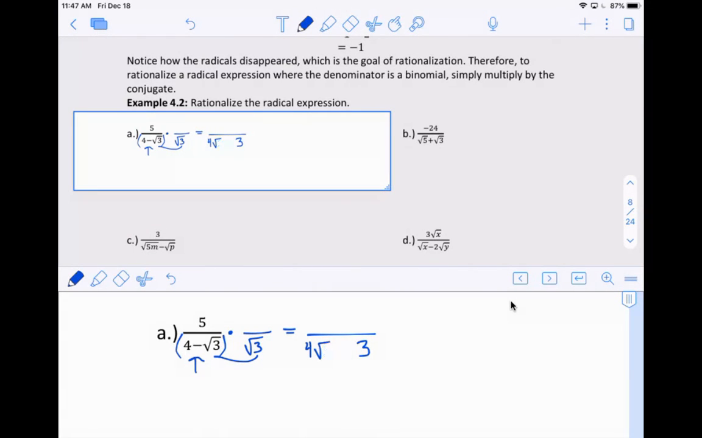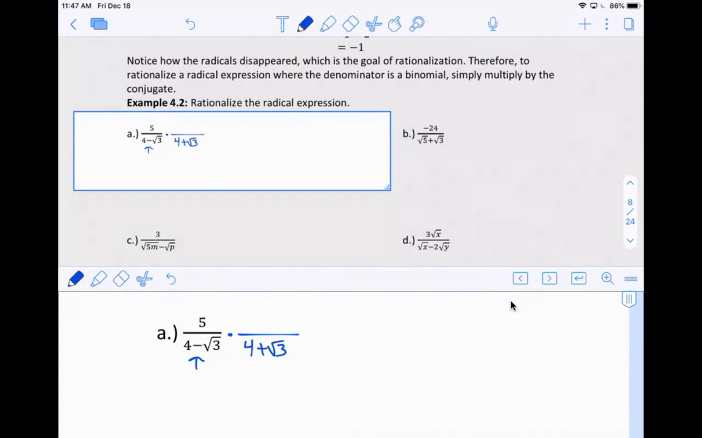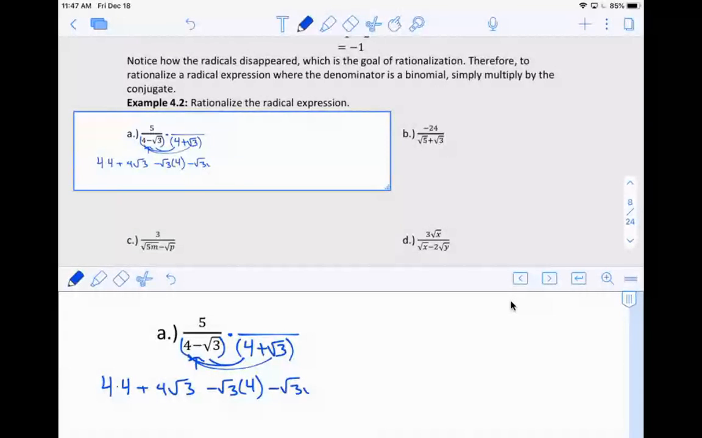So what I need to multiply by is not just root 3, pardon me if you're working in pen. Instead, what I need to multiply by is a 4 plus root 3. What this will do is have that same thing that k and y had happened to them. So let's see what happened here. I got a FOIL, but I know 4 times 4. I'm going to move up a little bit, sorry. So 4 times 4 plus 4 root 3 minus root 3 times 4 and minus root 3 times root 3.